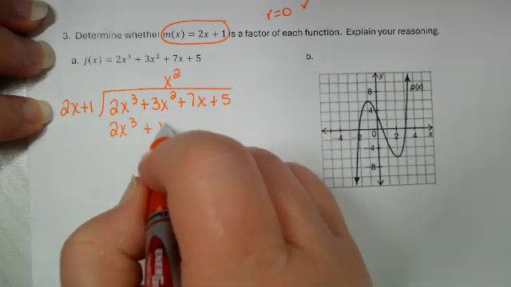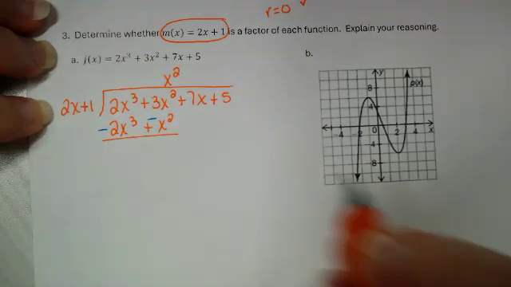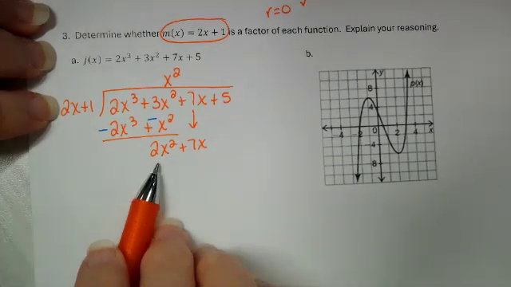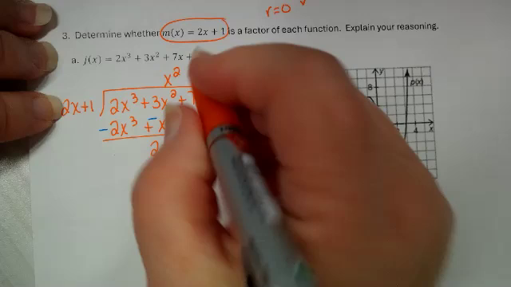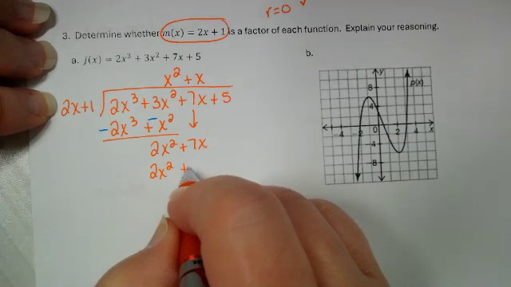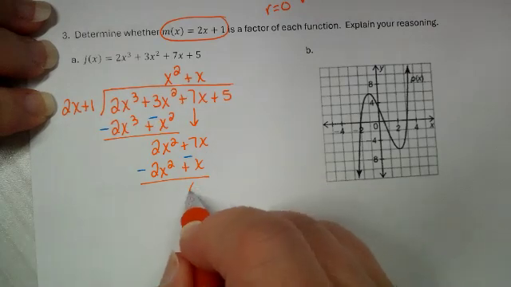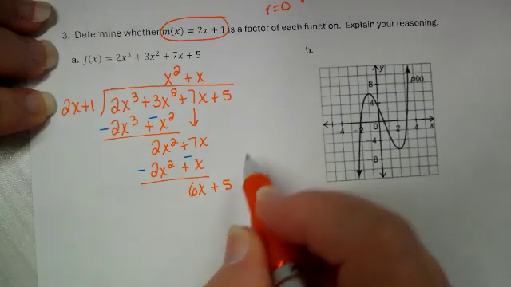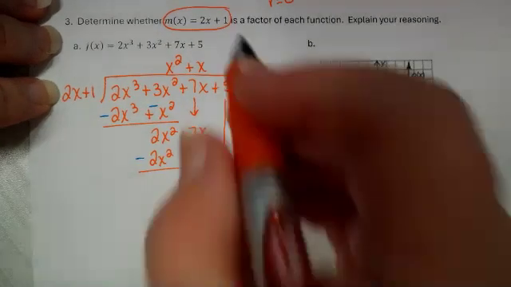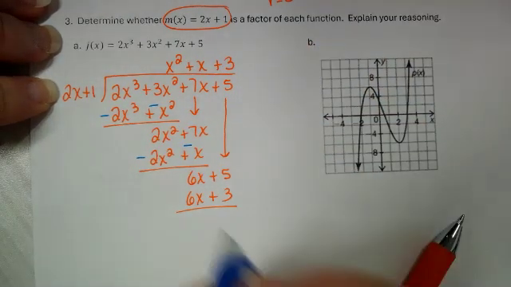Distribute. And now we're going to subtract and bring down. Let's divide again. 2x squared divided by 2x is x. And now I distribute: 2x squared plus x. Subtract. And I get 6x plus 5. So I brought down the 5. Now we divide. 6x divided by 2x is 3. Distribute and subtract.